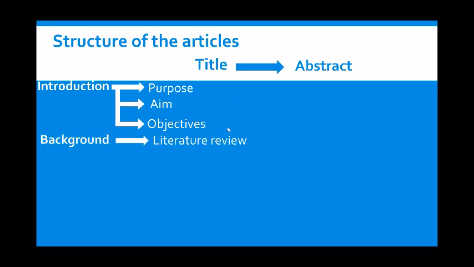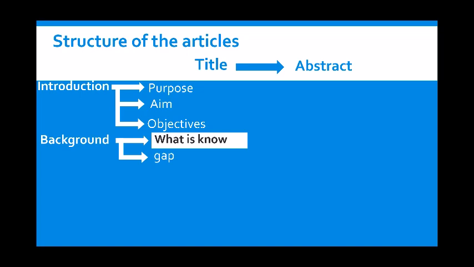While the background is reviewing the literature. What is literature? It states what is already known in that title. So the background starts with a literature review, and the literature review tells you what's already known in this area. And it tells you the gap between the known and the unknown. And the gap means what the researcher is going to do to fill that gap.